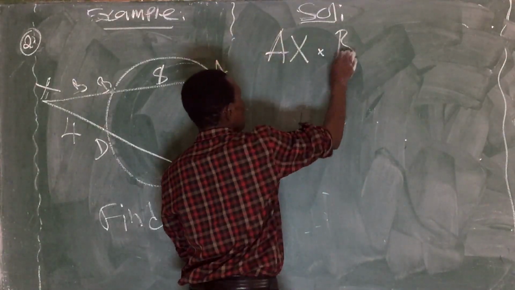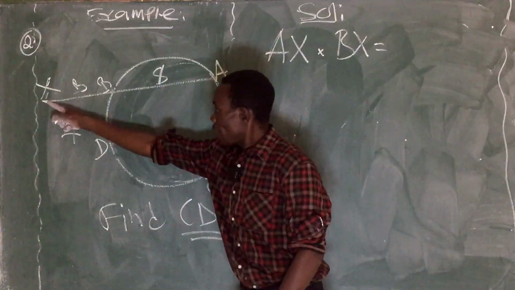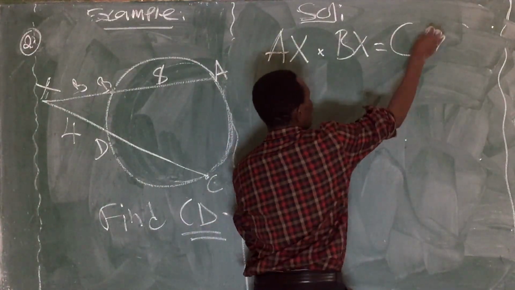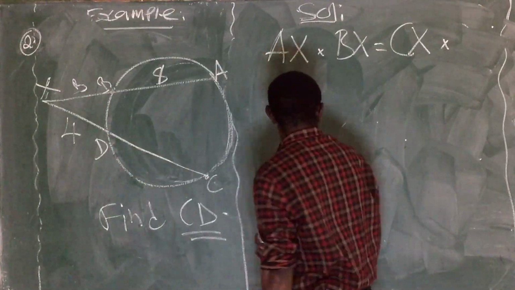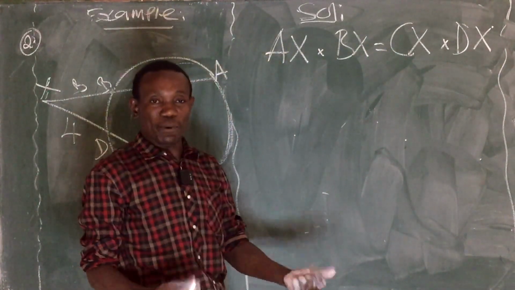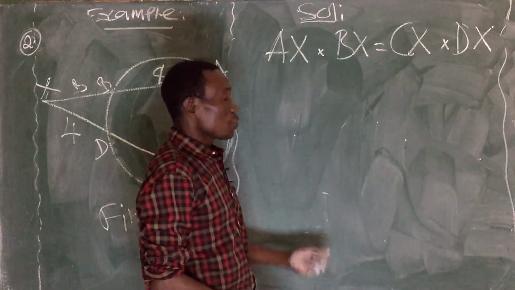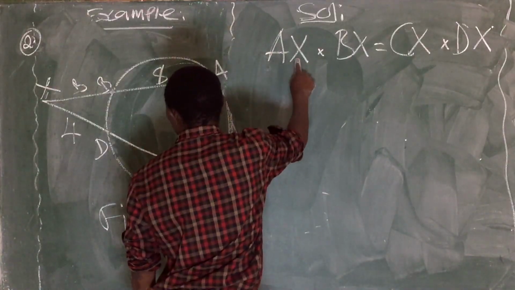You have got here BX. That should be the same as CX. Look at this one, CX multiplied by DX. So you can see how this property is being applied. Very simple. So then what do you do next? You just substitute. What do I have for AX?